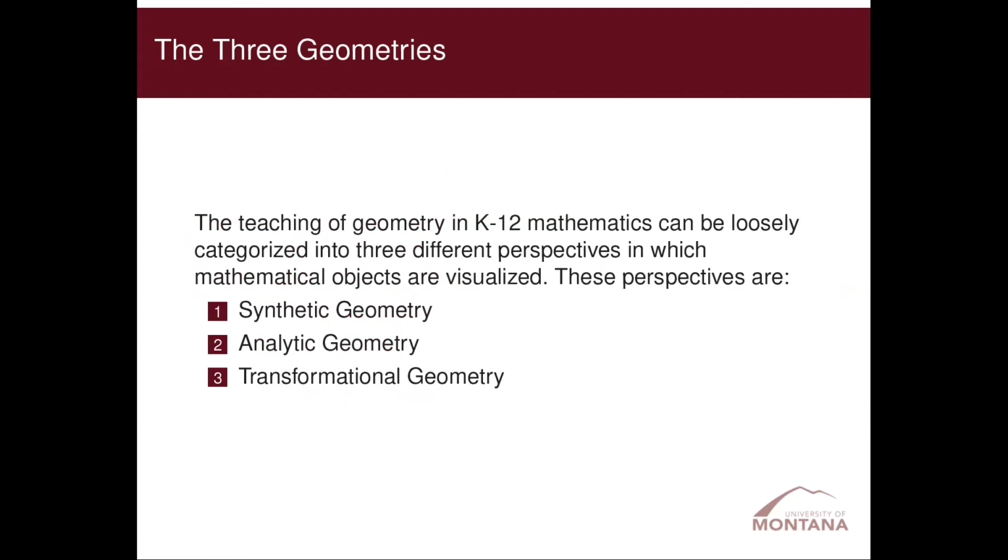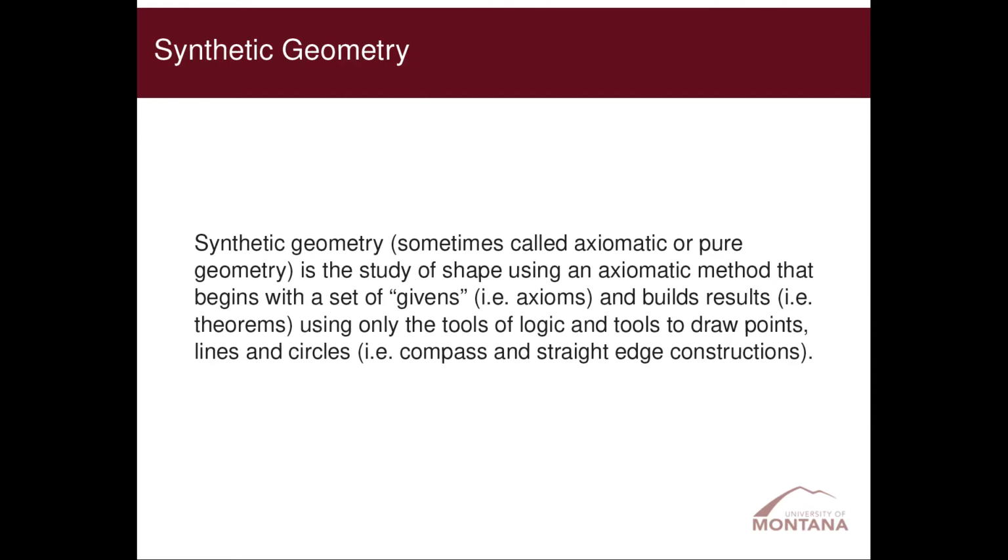So, we can just review where we've been in K-12 mathematics. We can loosely categorize instructions into three different perspectives in which mathematical objects are visualized, and the perspectives are synthetic geometry, analytic geometry, and transformational geometry. Synthetic geometry, sometimes called axiomatic or pure geometry, is the study of shape using an axiomatic method that begins with a set of givens, these are axioms, and builds results, usually theorems or lemmas or corollaries, using only the tools of logic and tools to draw points, lines, and circles, the primitive elements.